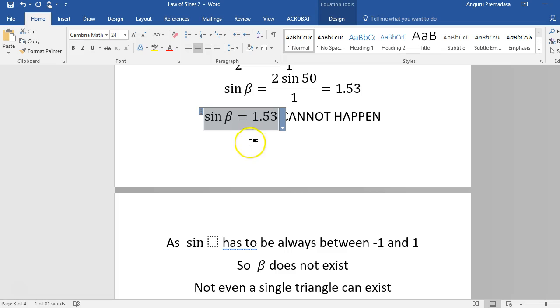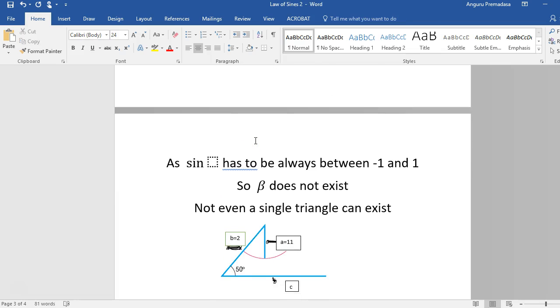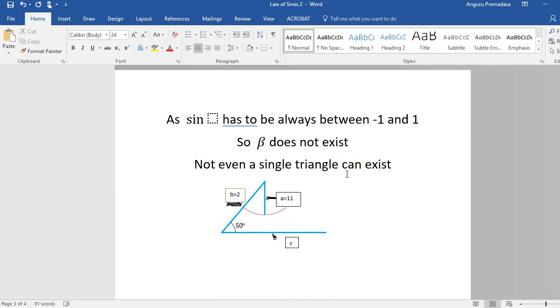So this cannot happen, which means beta cannot exist. So not a single triangle. There is no triangle, not even one actually, and certainly not two. Not even a single triangle can exist.